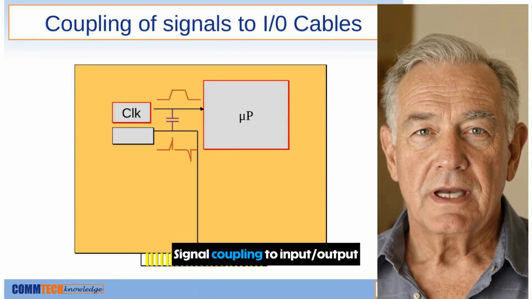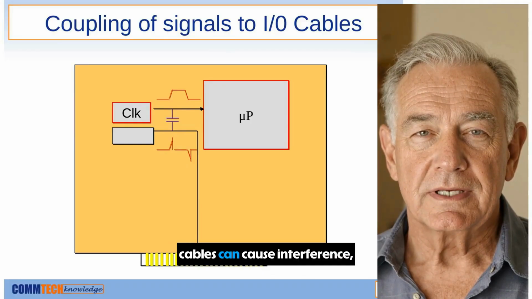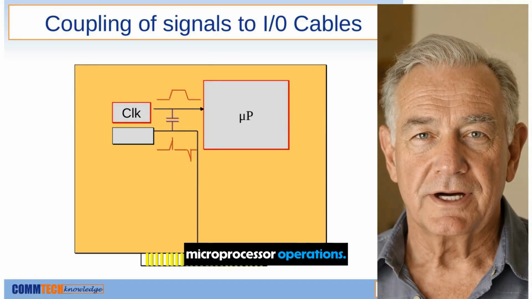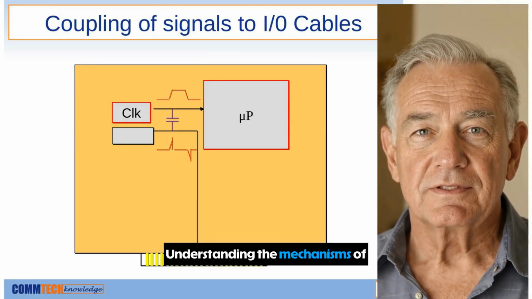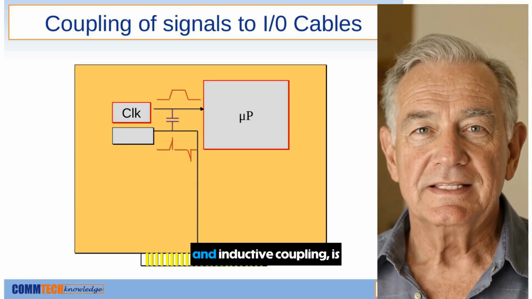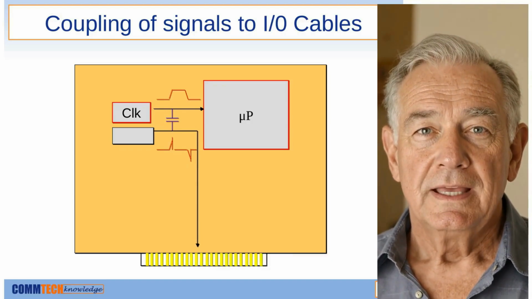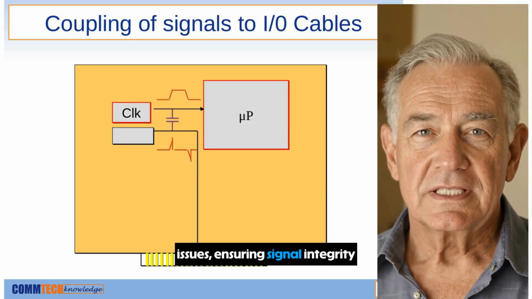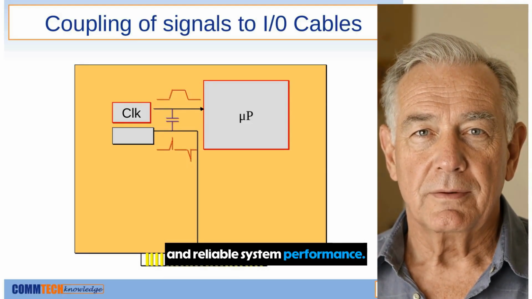systems. Signal coupling to input-output cables can cause interference, affecting clock signals and microprocessor operations. Understanding the mechanisms of coupling, such as capacitive and inductive coupling, is crucial. Effective shielding and grounding techniques can mitigate these issues, ensuring signal integrity and reliable system performance.